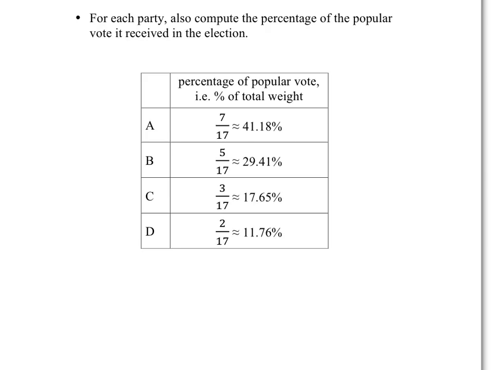Similarly, Party C receives 3 million out of 17 million, that's 17.65% of the total popular vote. D receives 2 million out of 17 million, that's 11.76% of the popular vote.